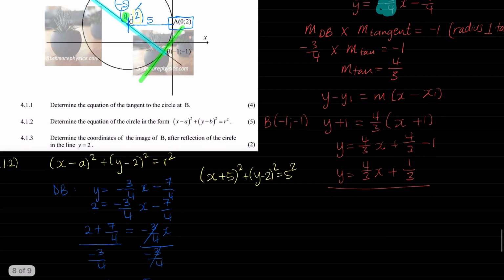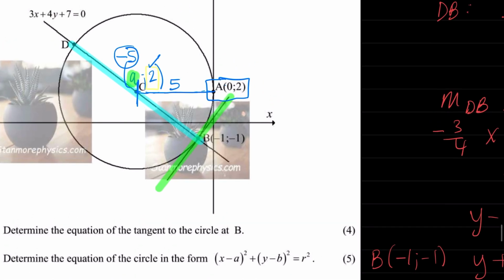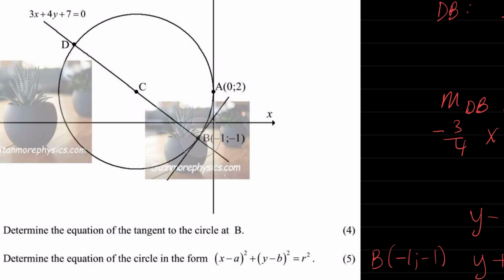Now 4.1.3, determine the coordinates of the image of B after reflection of the circle in the line y equals 2. So in other words, what they are doing here is they are reflecting this entire circle on this line. So let's draw the line y equals 2. Y equals 2 is this line right here.